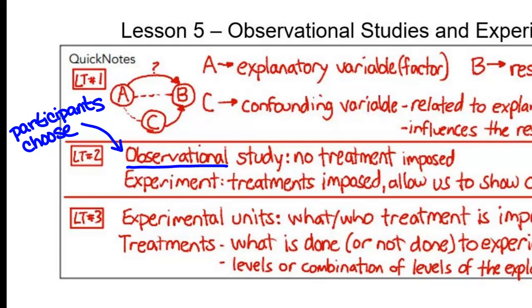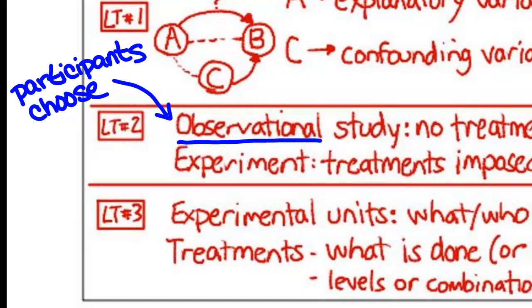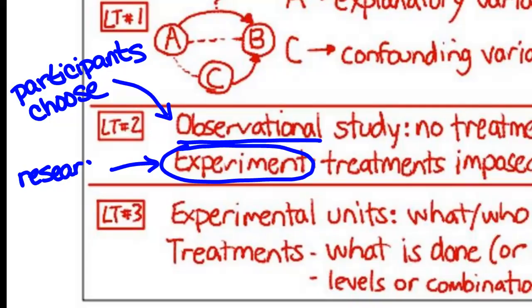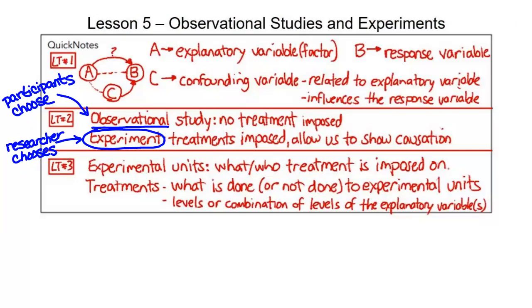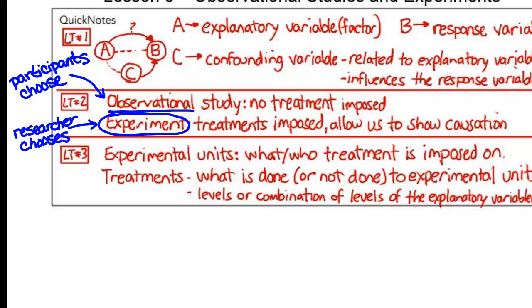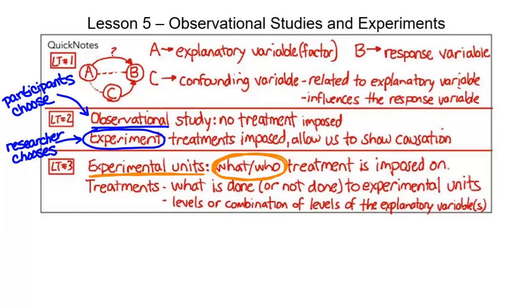In an observational study, the participants choose, and in an experiment, the researcher chooses. Experimental units. This is the what or the who that the treatment is imposed on. In this case, we were talking about people, so our experimental units are those 100 juniors.